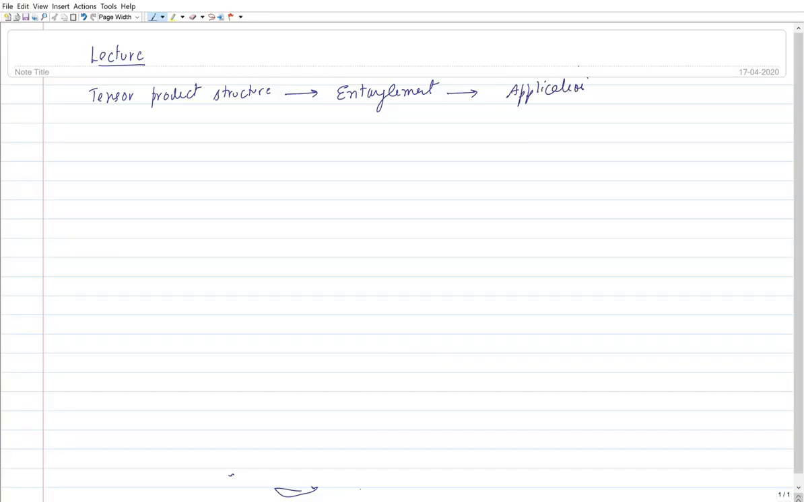In these particular lectures, we are going to review the basic structure of the tensor product Hilbert space and build up to entanglement, and then we are going to see the applications of entanglement to quantum limited metrology.